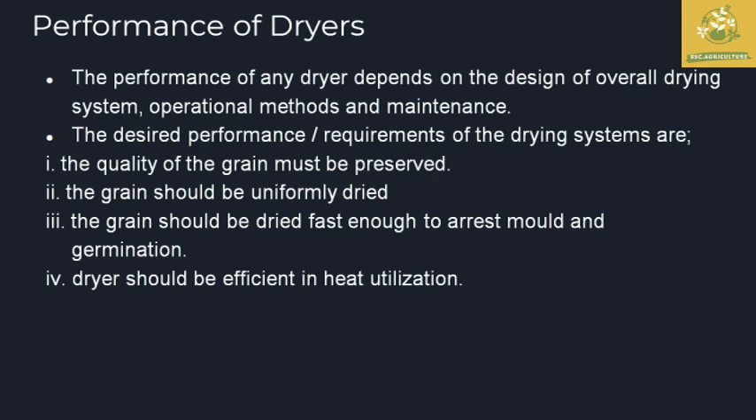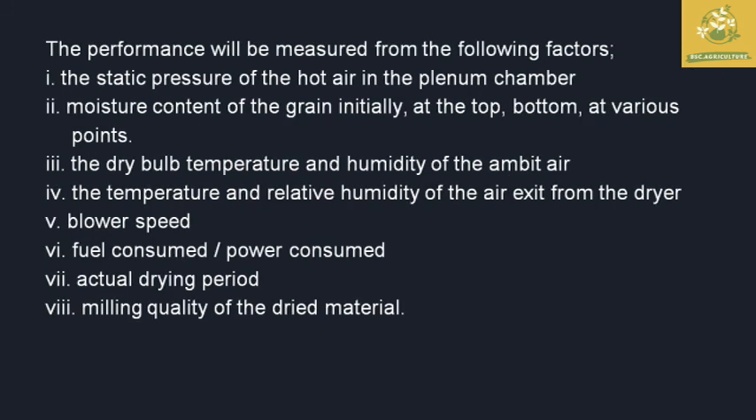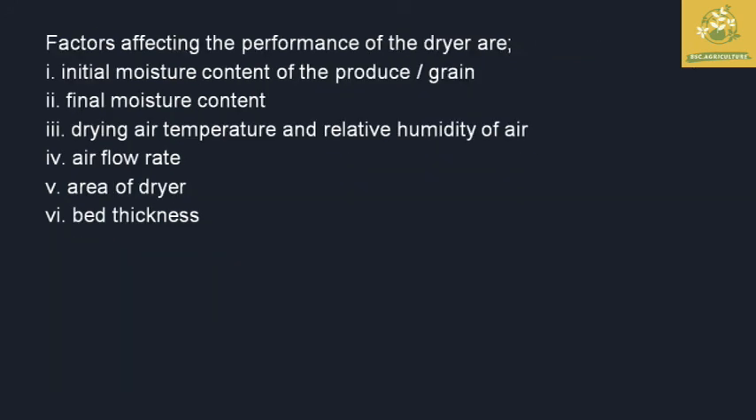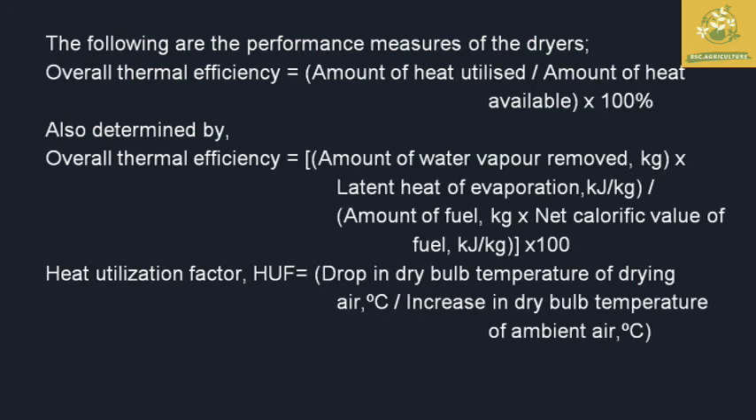The performance of a dryer mainly depends upon preserving the quality of the grain, the uniform drying process, arresting mold and germination, and the drying should be efficient in heat utilization. The performance measures are static pressure as well as moisture content of the grain initial and at various depths, drying bulb temperature and blower speed, fuel consumed, actual drying period and milling quality. Some other factors affecting it are the initial moisture content of the produce or grains, final moisture content, drying air temperature, relative humidity of air, airflow rate, area of dryer and bed thickness. We can calculate the performance of drying using these formulas, so please note them down and use them in your examinations.